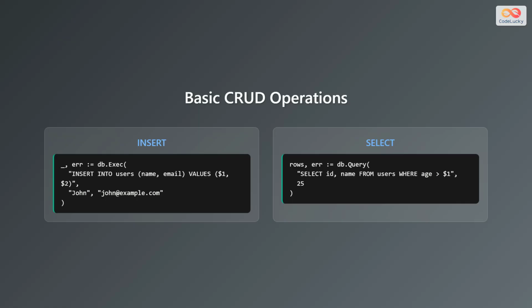Similarly, to select data from a table, you can use the db.Query function, passing in the SQL select statement and any required parameters. For example, to select the ID and name of all users whose age is greater than 25, you can use the following code: rows, err := db.Query("SELECT id, name FROM users WHERE age > $1", 25).